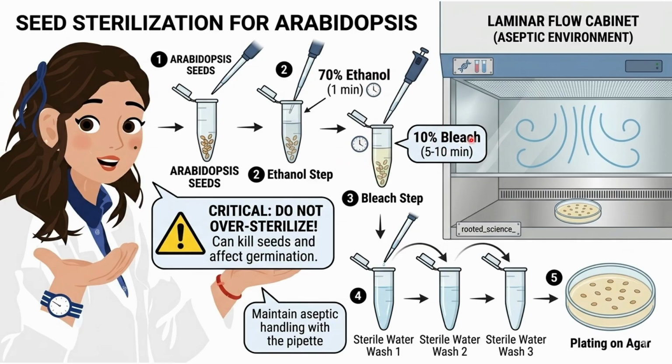Now the next step is to clean the seeds with 10% bleach for around 5 to 7 minutes. You can just gently tilt the Eppendorf tube up and down for that, and then we wash the seeds with sterile distilled water for around 3 to 5 washes. Once that is done, we remove all the water. We are left with the fresh seeds that we can use for plating on the MS agar media, and all this is done in a laminar flow cabinet, which provides us the aseptic conditions.